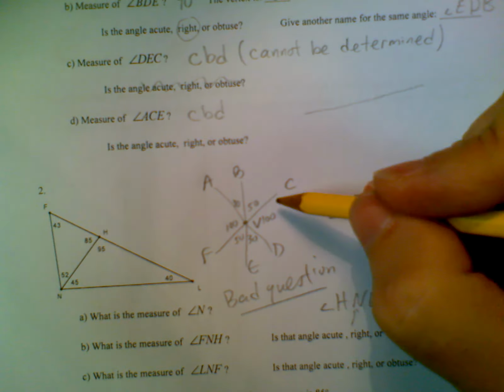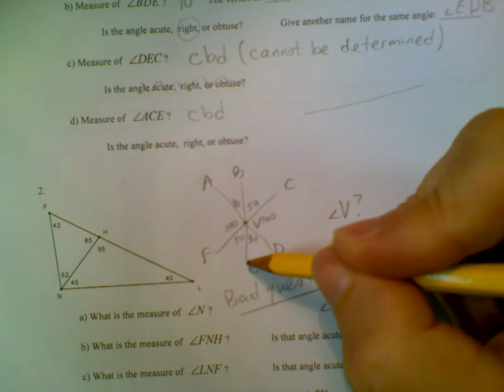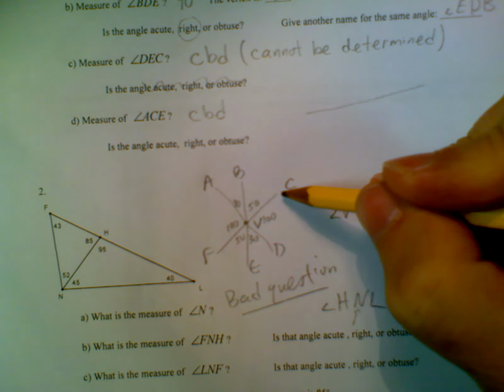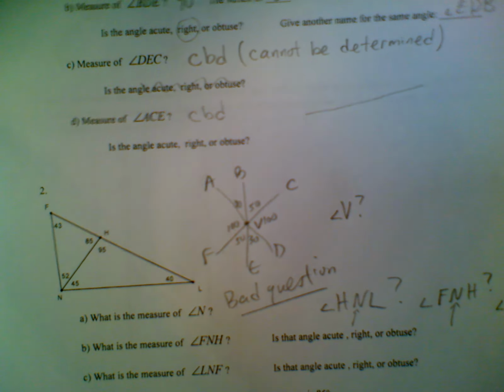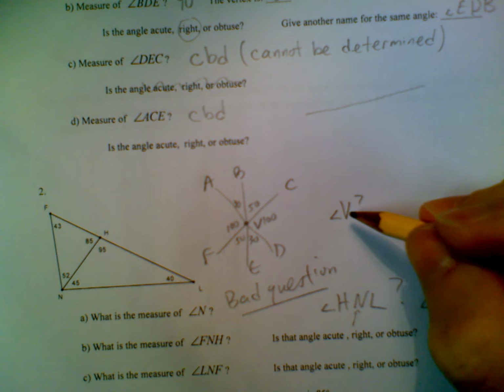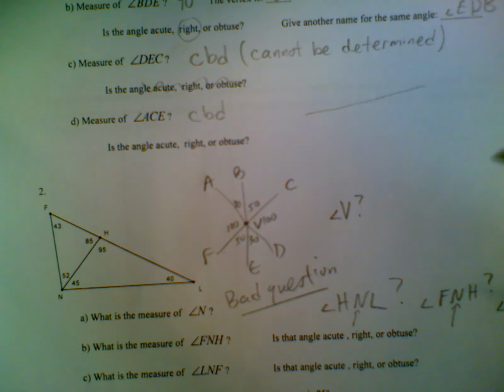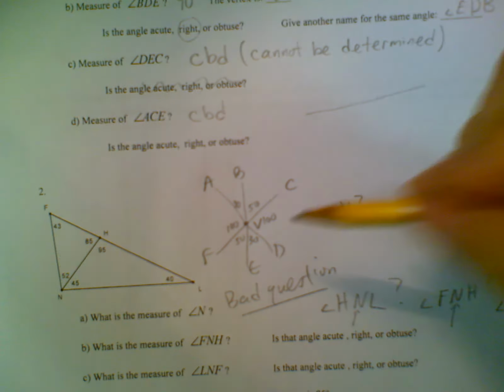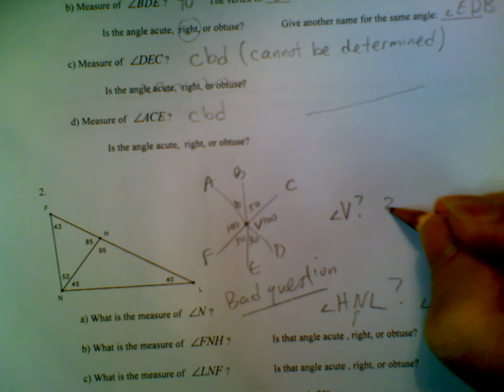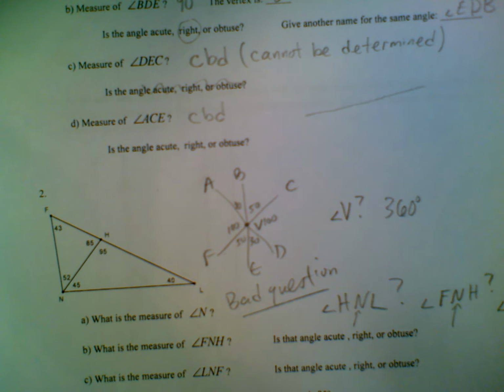For angle V, am I talking about CVD, DVE, EVF? Am I talking about EVC? Am I talking about AV? There are so many different possibilities. And in your mind, if you're thinking, well, just the whole angle V, what would you even be talking about? What do you mean the whole, like all the way around point V, 360 degrees?